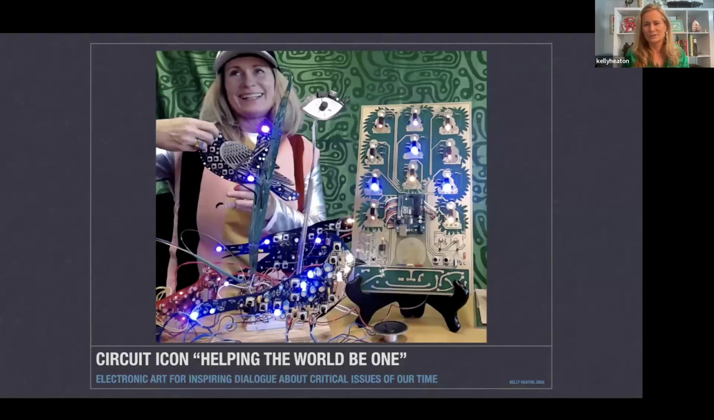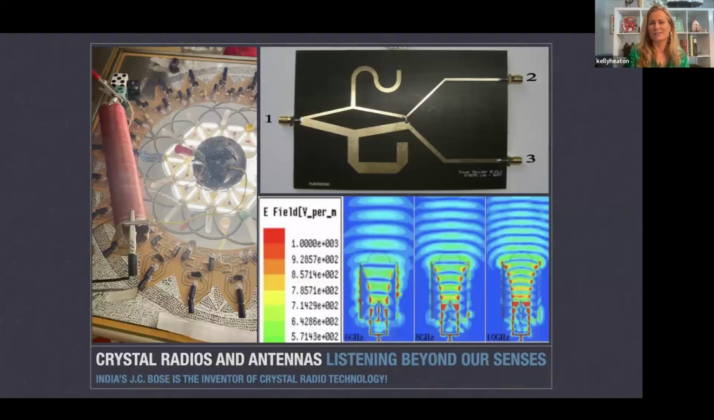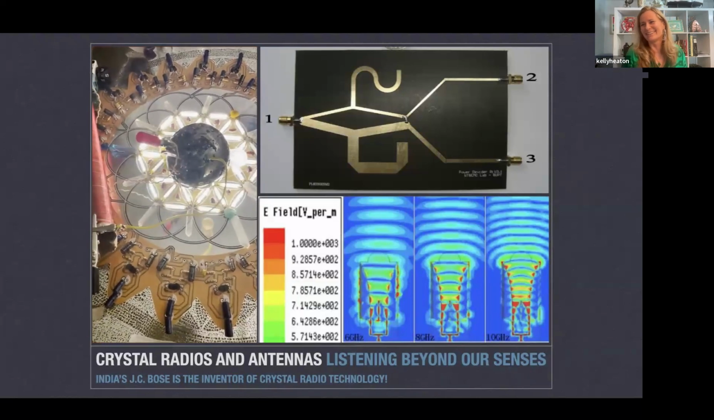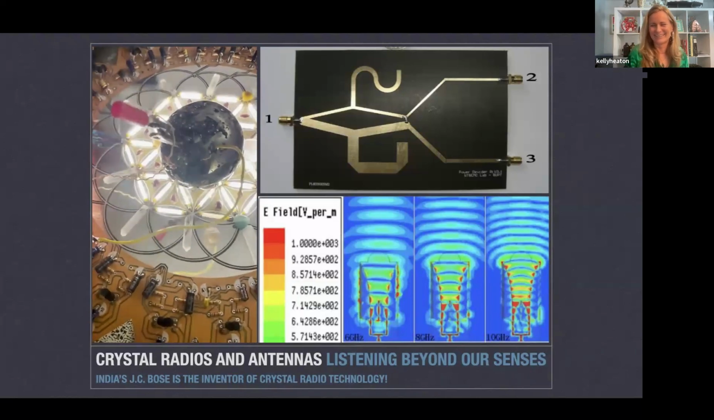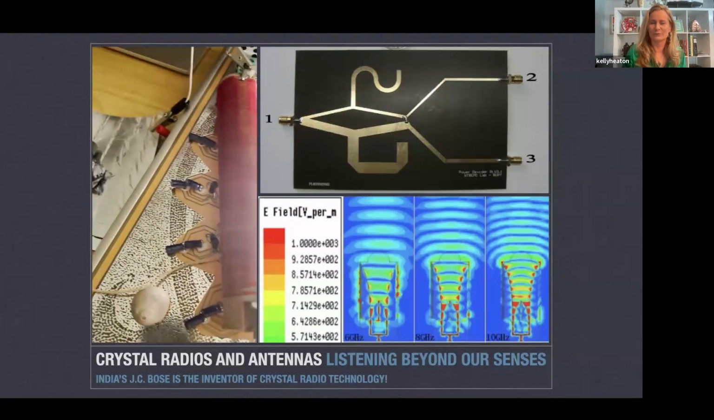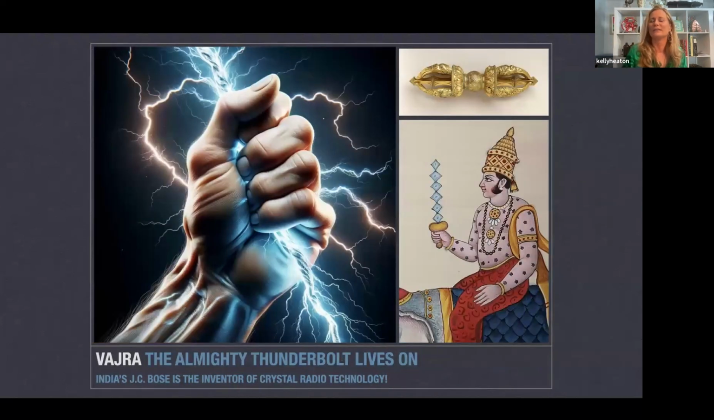Ecosystems of naturalistic circuits. I'm building crystal radios now. I'm fascinated by antenna. I think I'm just like interested in too many things. Sorry. The sound you hear right there is from my crystal radio.